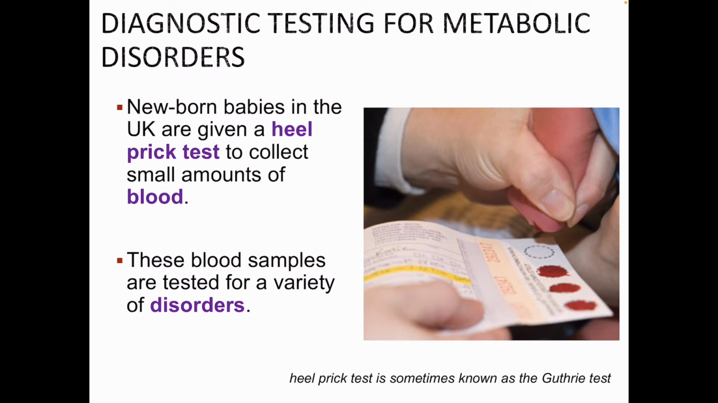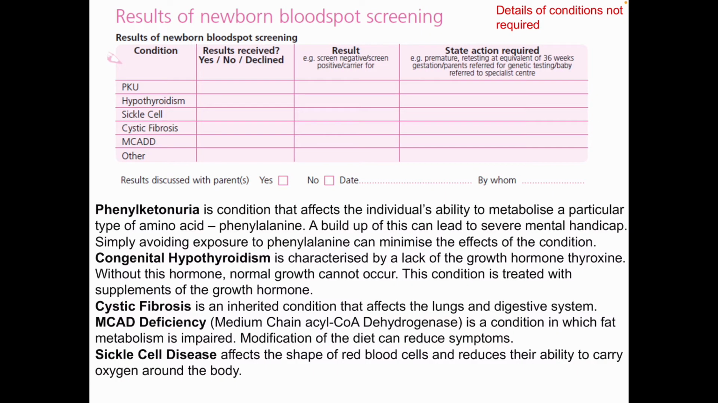One of the tests that's used to test for metabolic disorders is the heel prick test. This happens about 5 days after birth, and the midwife uses a sterile pin to prick the baby's heel, and they squeeze the baby's heel to get small amounts of blood out, which are spotted onto a card and sent away to be tested for a variety of disorders. For example, phenylketonuria or PKU, which we will learn about shortly, hypothyroidism, cystic fibrosis, sickle cell disease, and this MCAD deficiency.